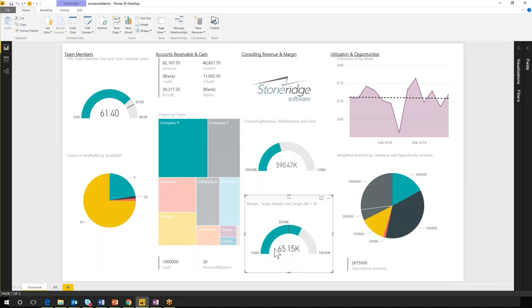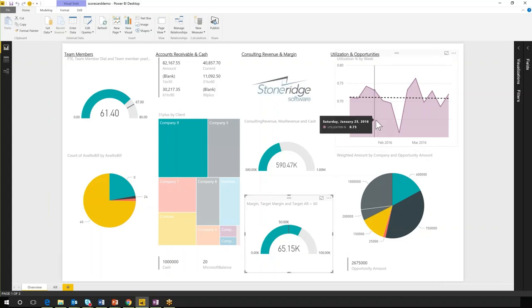Here I can look at what our consulting revenue was for the particular week. And here's an example of a margin number. So again, these numbers are made up, but say the margin was $65,000 for a week and our target was 50. So this 50 is the benchmark that we're looking for. Hey, we were over our benchmark, so that was a good week.